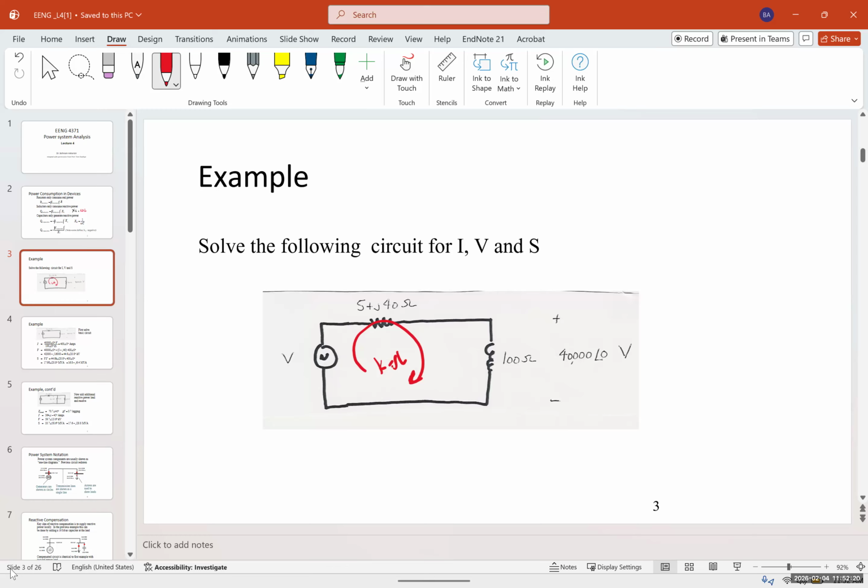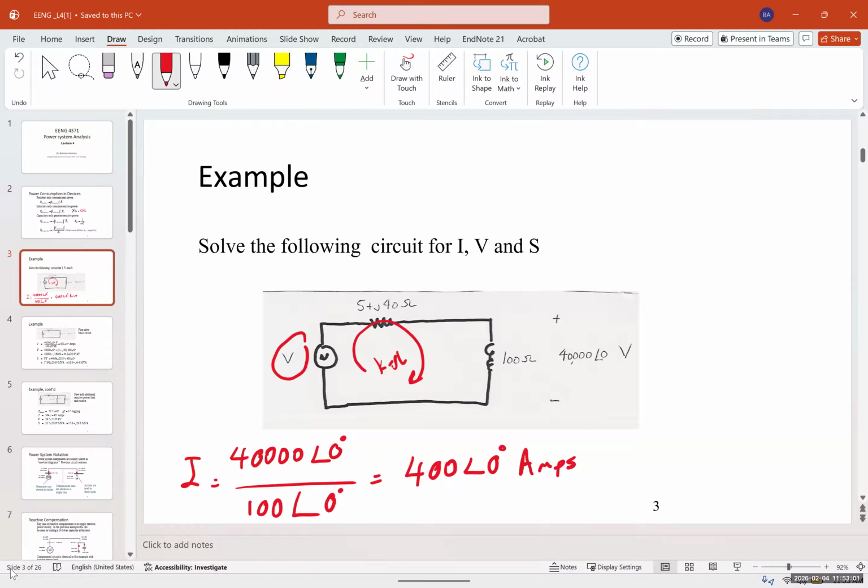Are you done? Yes. Okay. So what is I? What did you find for I? So using Ohm's law, you can find I. It's going to be 40,000 with a degree of 0 degrees divided by 100, which is the resistor, and it has a degree of 0 degrees because it's real. So this is going to be 400 with the degree of 0 degrees amps.